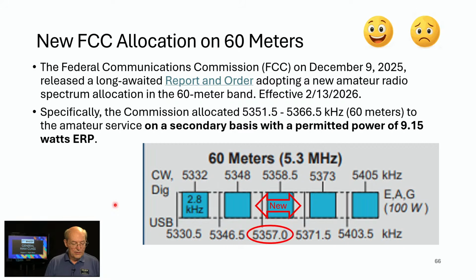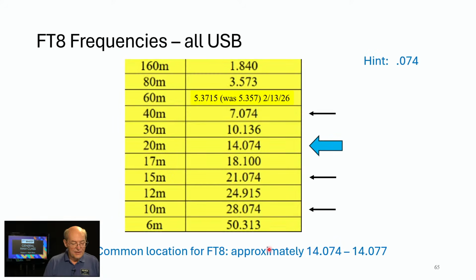So the new ruling took this middle one and said, okay, you can be anywhere within this space. It doesn't have to be channelized, but you can only transmit 9.15 watts effective radiated power. So where we could do 100 watts before on any of these, now we can only do 10 on just this one. So if I flip back now, that's what this means here.